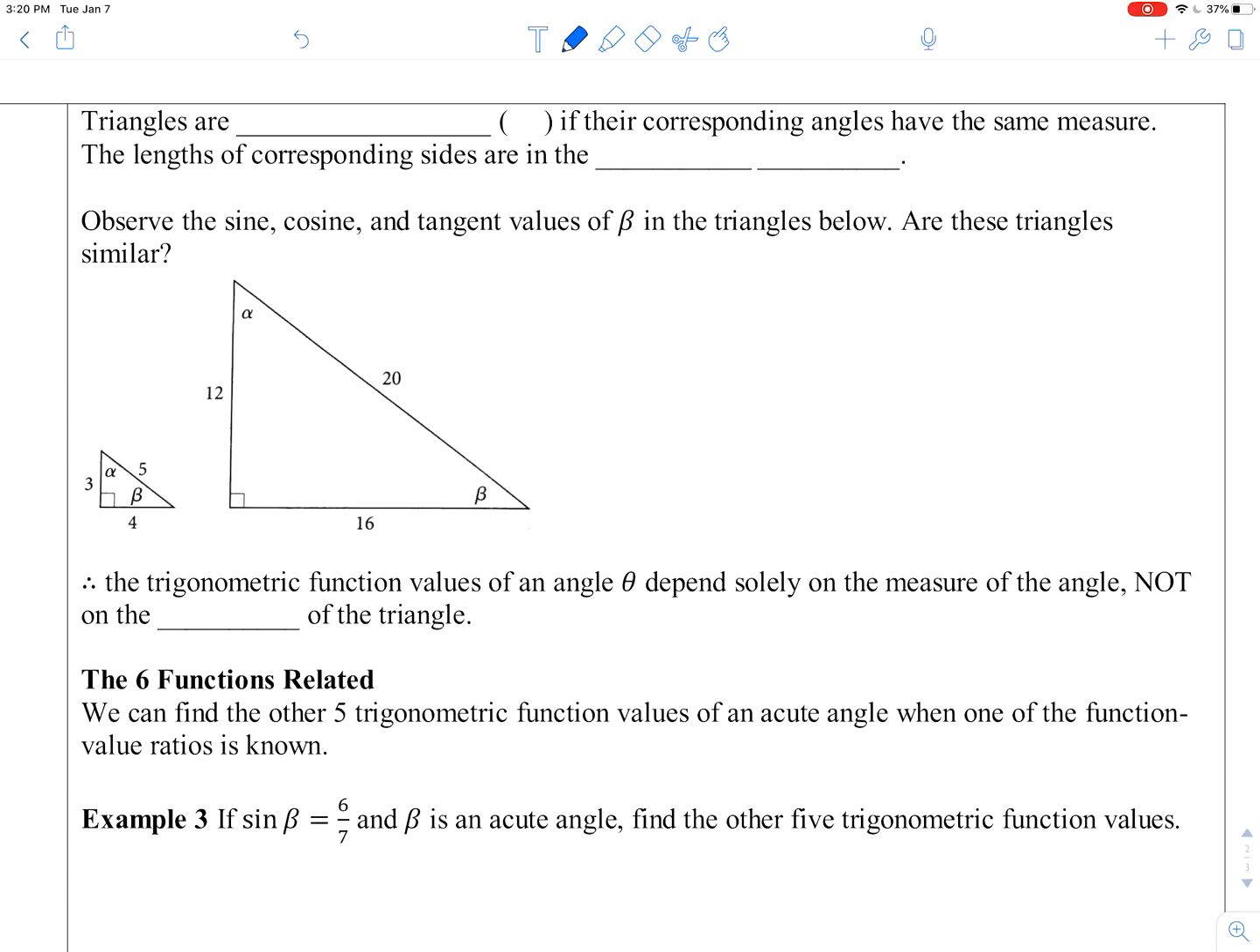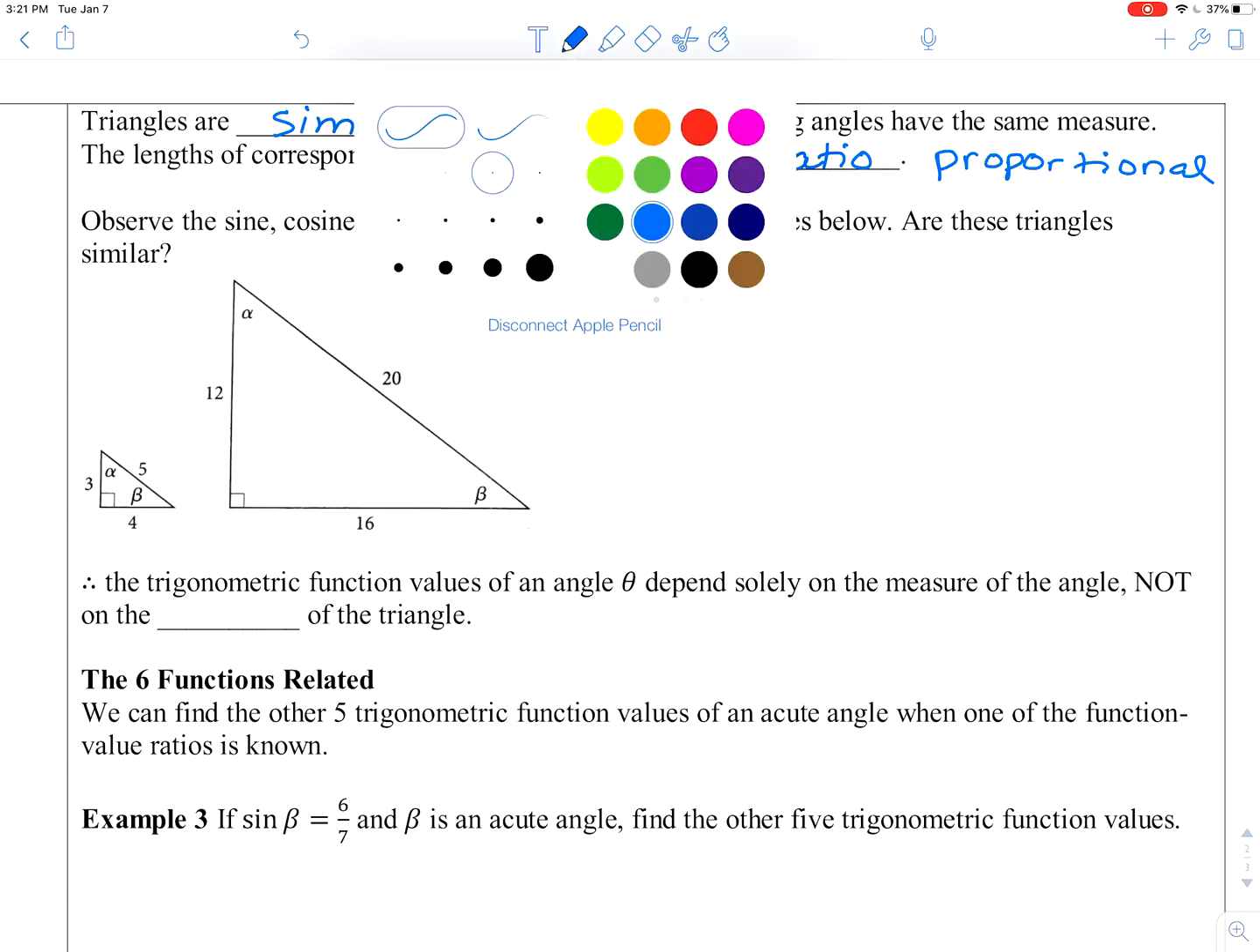Here's some more information that's important. Triangles are similar, and here's the symbol for similar, if their corresponding angles have the same measure. The lengths of their corresponding sides are not in the same measure, but they are in the same ratio. In other words, they're proportional to each other. One will just be a miniature of the other. Observe, down here in our picture, we want the sine, cosine, and tangent values of beta in the triangle below. Let's prove that these triangles are similar.